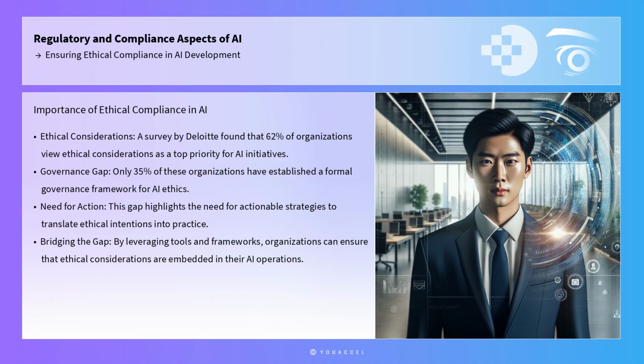Statistics further underscore the importance of ethical compliance in AI. A survey by Deloitte found that 62% of organizations view ethical considerations as a top priority for AI initiatives. However, only 35% of these organizations have established a formal governance framework for AI ethics. This gap highlights the need for actionable strategies to translate ethical intentions into practice. By leveraging tools and frameworks, organizations can bridge this gap and ensure that ethical considerations are embedded in their AI operations.